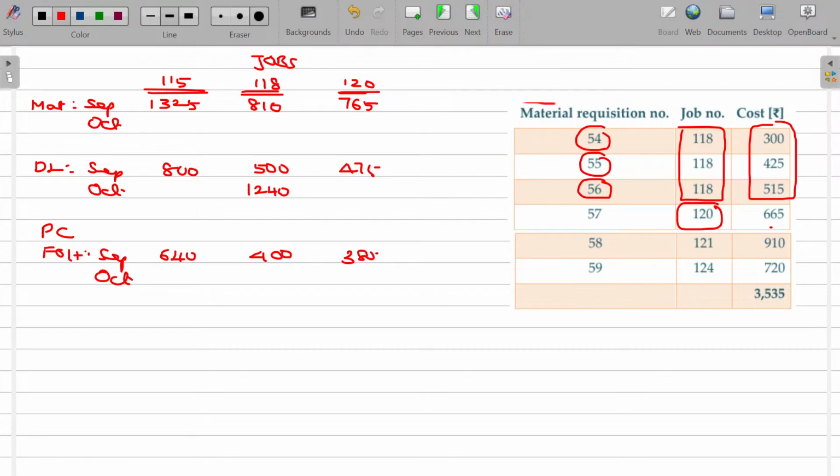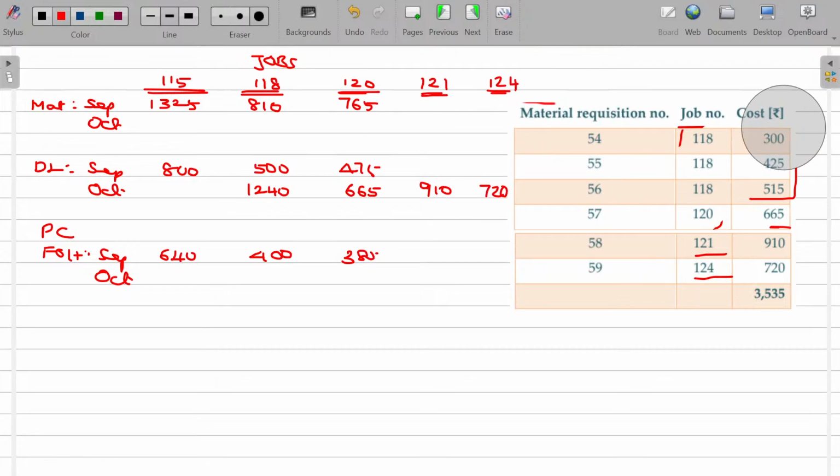And 120, 665. And we still get two more jobs, 121, 124. These are the new jobs we have accepted this year only. Here 910 and here 720. Is that clear? Hope now you'll be able to understand this one. Clear? So we have posted the material cost here.